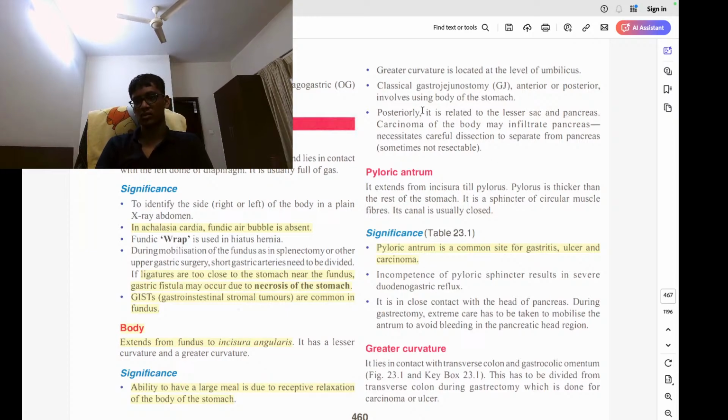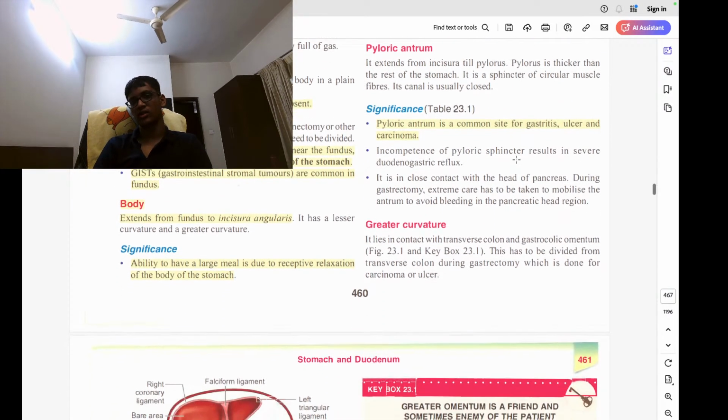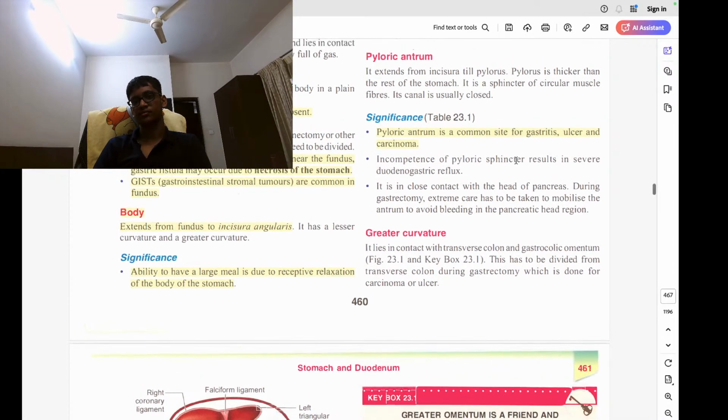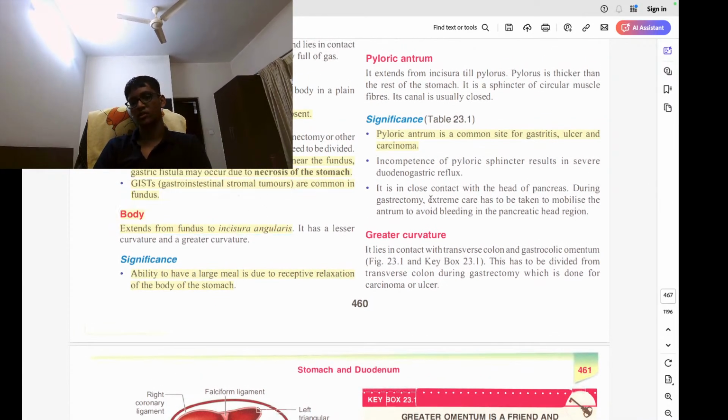Actually, I think related to the pancreas, carcinoma is the main way it is affected. This one may be important. Okay. Incisura angularis, that you don't get.